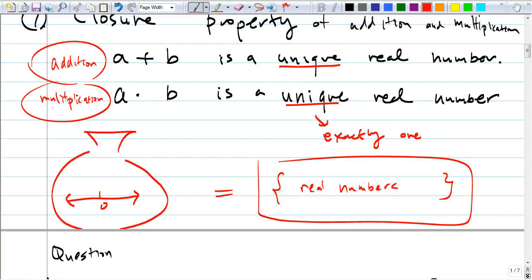Okay, so guys, remember that bag? I said it's closed. It's called closure property because the bag is closed, right? I don't have to add anything more inside in order to get my answer inside.